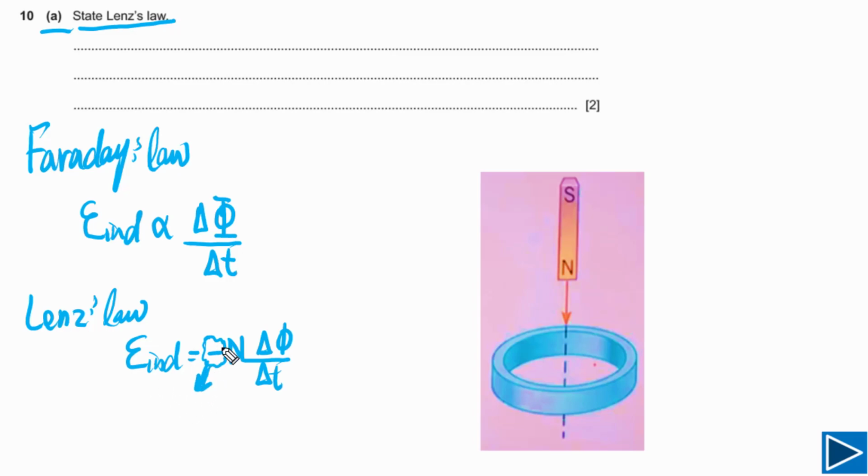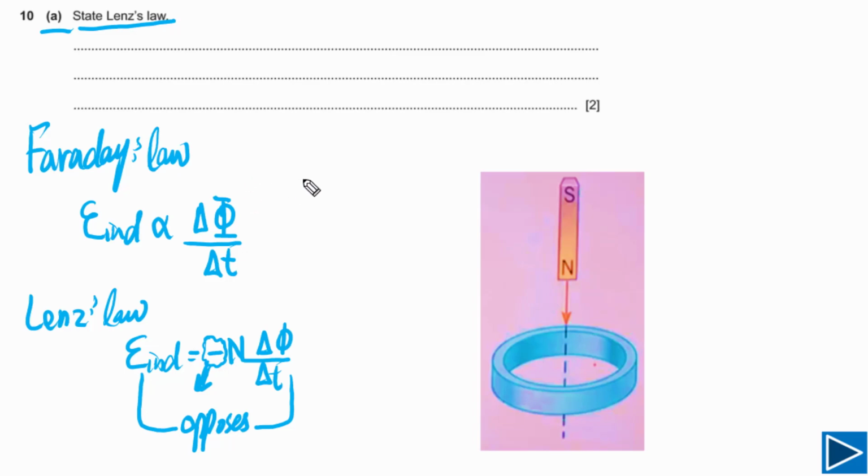We need to understand the significance of this negative sign. This negative sign is simply telling us that induced EMF opposes the change in flux, or you can say opposes the rate of change of flux. This is all about Lenz's law.